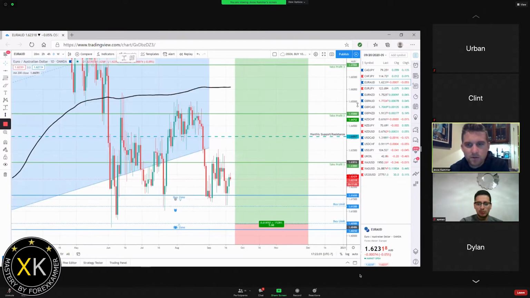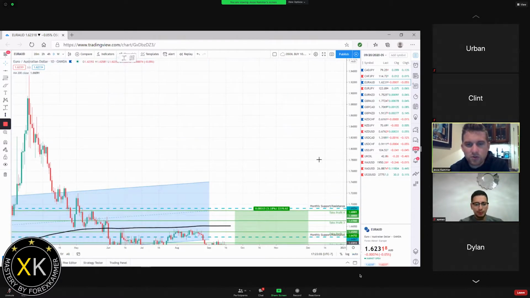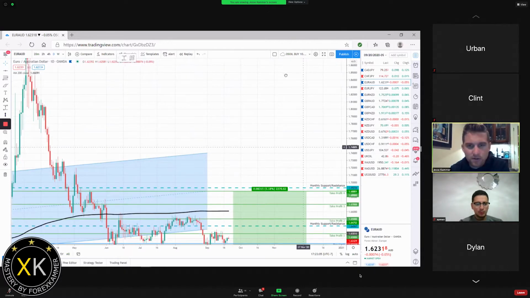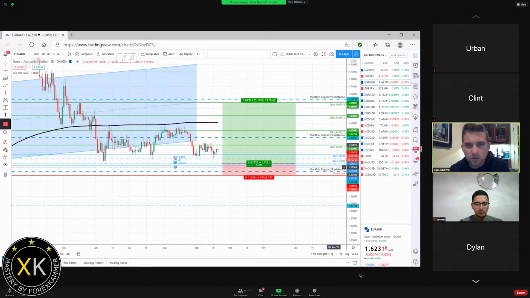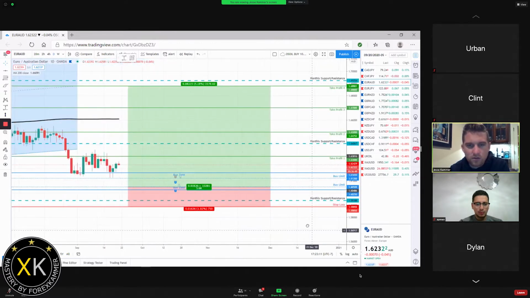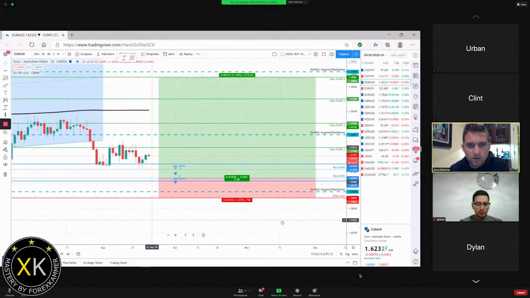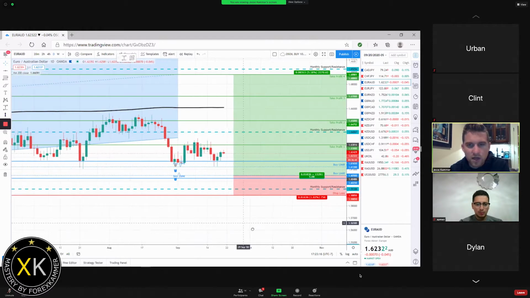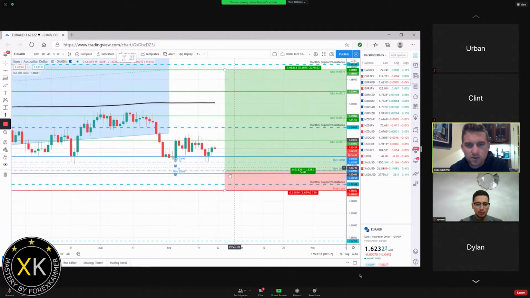I still think there are pretty much two scenarios that are going to happen on Euro AUD. Scenario 1 is we're going to see a push down to my buy zone, right? It's going to enter my buy zone, we'll pick up those buys, and we'll see the swing up.